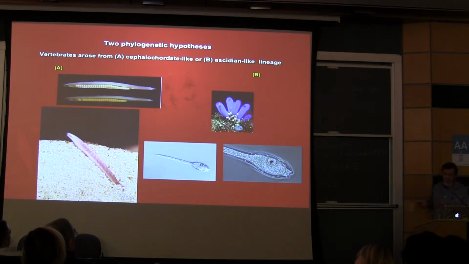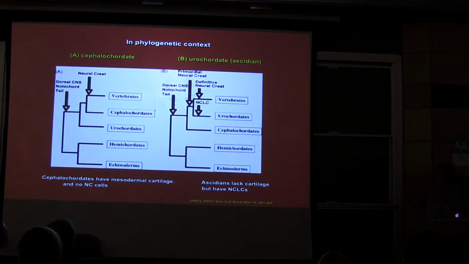Those are the two major competing hypotheses for the nature of that ancestral chordate that became a vertebrate. It was either Amphioxus-like, or it was very different, Ascidian, with a larva that had a notochord, which makes it a chordate. Okay, so this is a slightly complicated slide, but I'll go through it. This is just to set out the scenario. If the ancestor was a cephalochordate, like modern Amphioxus, or if the ancestor was a urochordate, like a modern Ascidian.